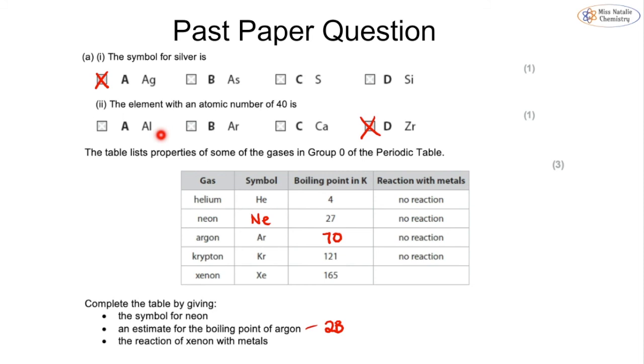And then for the reaction of xenon with metals, well, we can see that none of the others react. We know this is group 8. We know it's a noble gas. So of course, we're going to have no reaction because they have that full outer shell, no unpaired electrons, so we get no reaction.